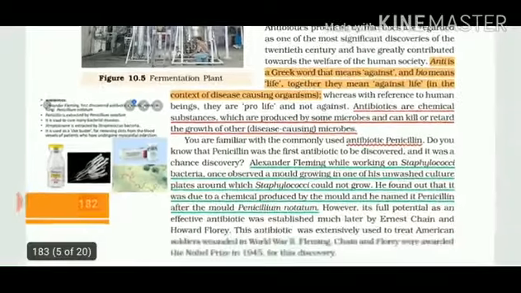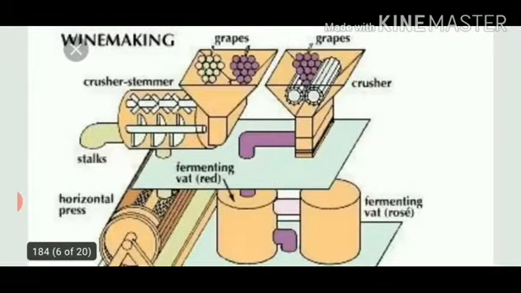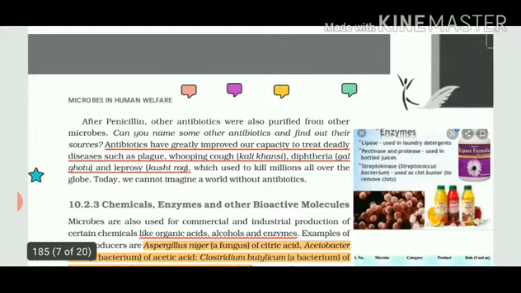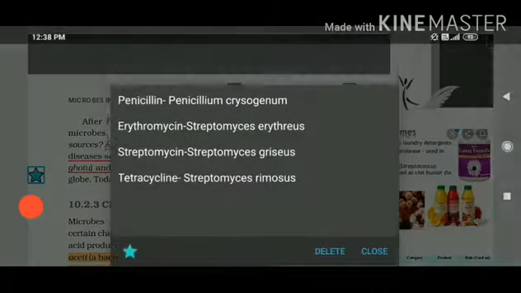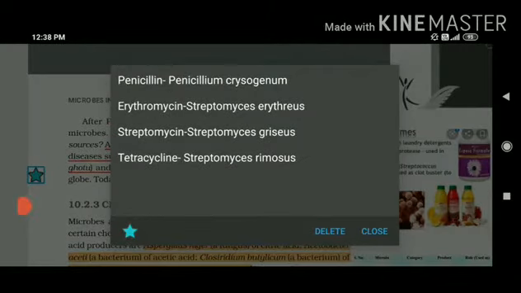So we have now discussed antibiotics and wine making. Now they have asked, can you name some other antibiotics and find out their sources? Yes, so kindly note down. Penicillin we have studied, extracted from Penicillium chrysogenum, and notatum also. Then the second is erythromycin, extracted from Streptomyces erythraeus. Then the third is streptomycin, extracted from Streptomyces griseus. Last is tetracycline, extracted from Streptomyces rimosus.